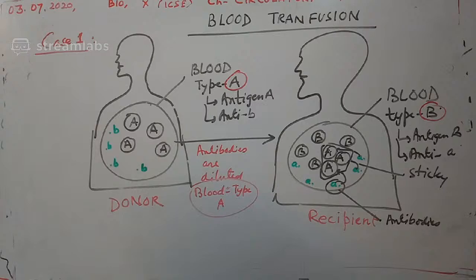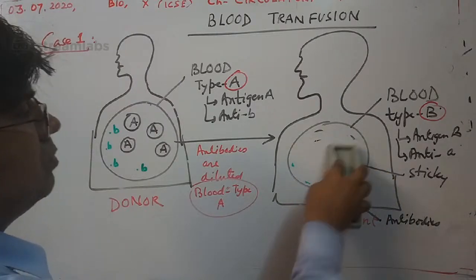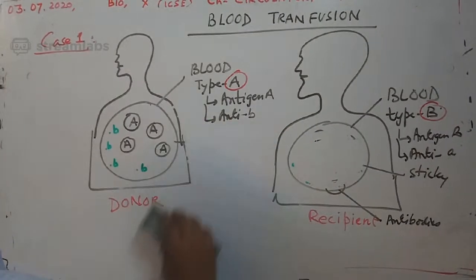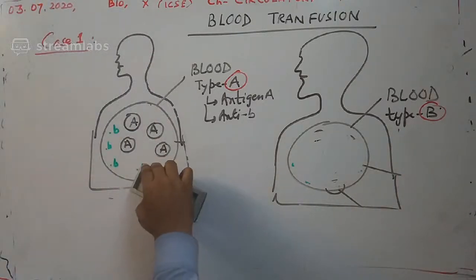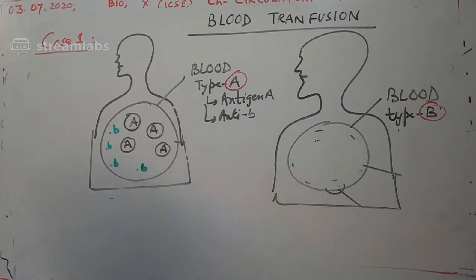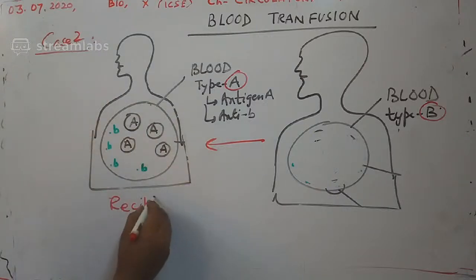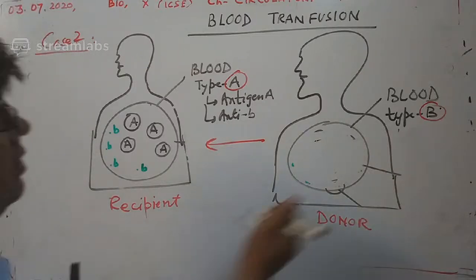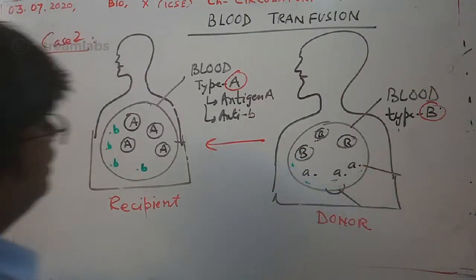The same would happen in the second case also. Let's change the condition. In case 2, this person is the recipient, this person is the donor, suppose, and this is B with antibodies A. So what happened?